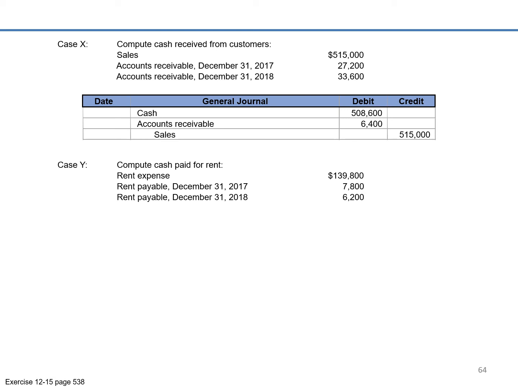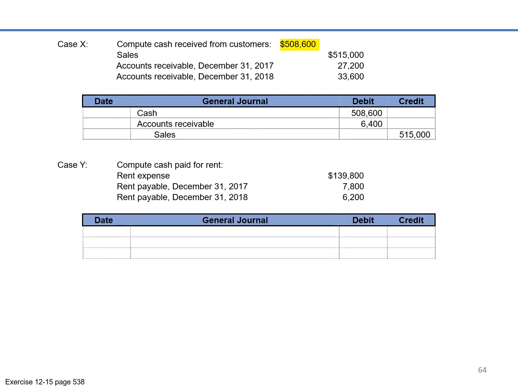So in case Y, they want us to compute the cash paid for rent. If we know our rent expense is $139,800 and our change in our rent payable on our balance sheet is a reduction of, what would that be, $400? So our rent payable decreased by 400, or 1,600, sorry.